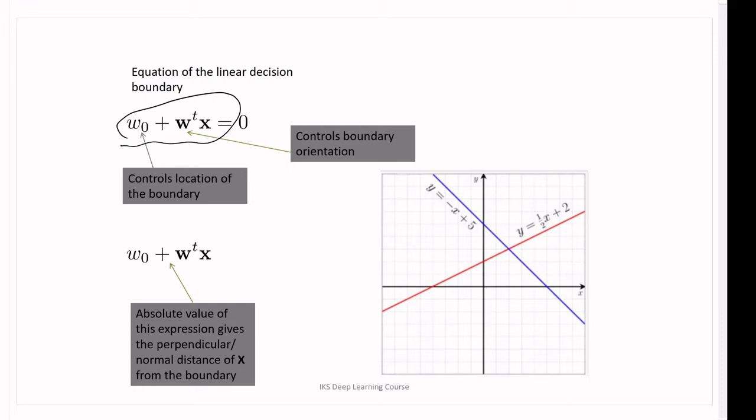Another important point to be remembered here is that if you calculate the value of this expression W0 plus W transpose X for any given input X and take the absolute value of this expression, then that absolute value basically indicates how far the observation vector X, or observation point X, is from the decision boundary, when you are measuring the farness or the distance in a perpendicular manner.